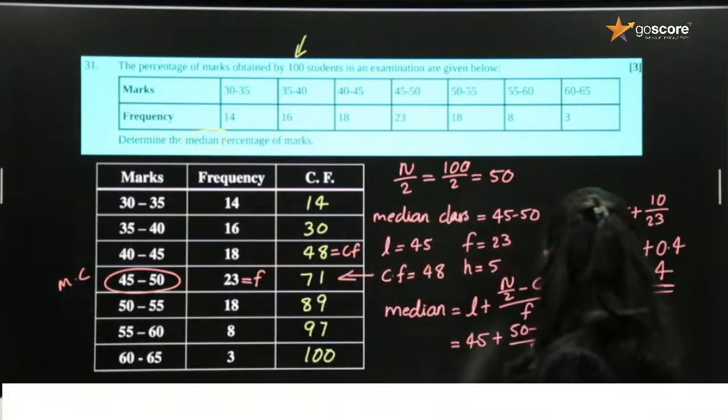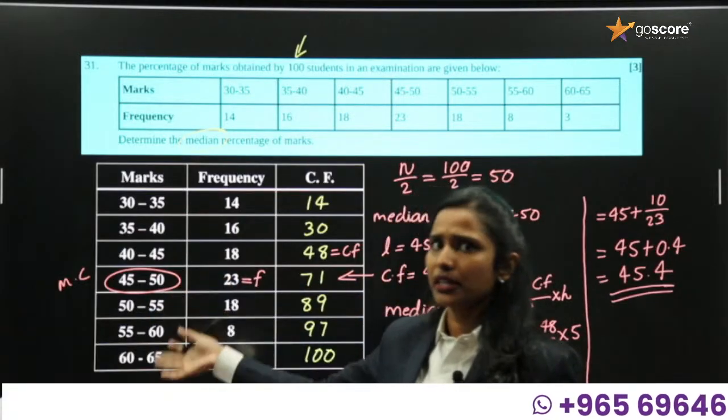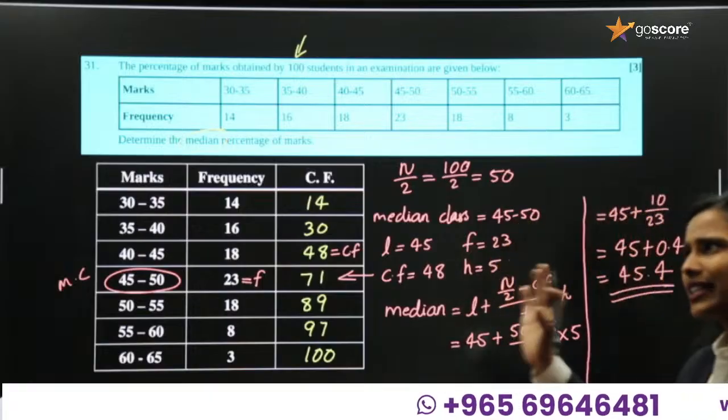So 45.4 is here, in between 45 and 50. So it is in the median class. So our answer is correct.